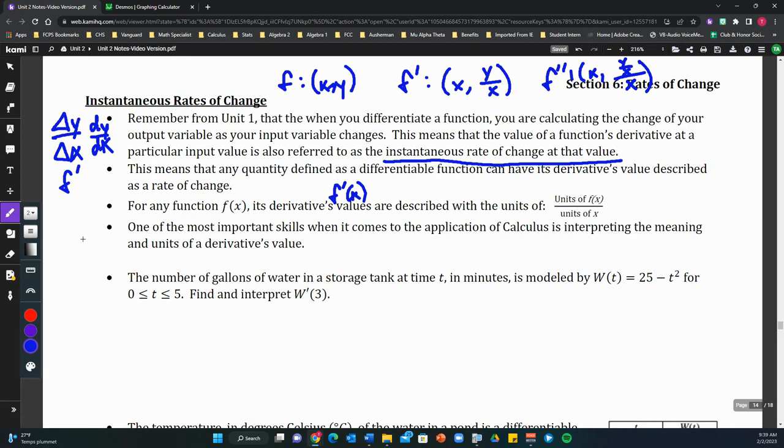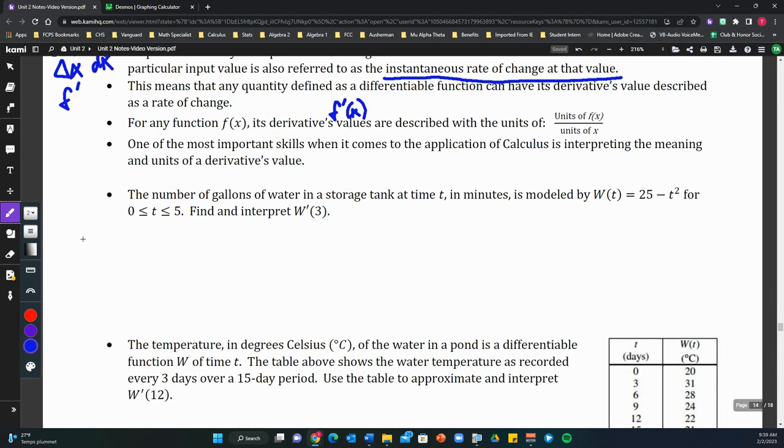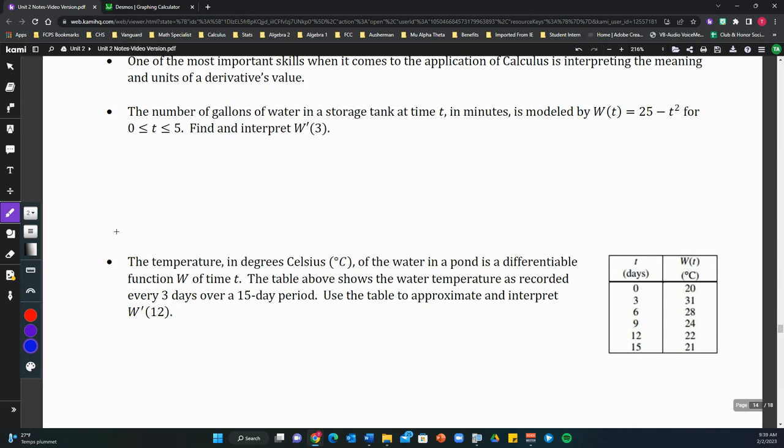So this concept of being able to apply the calculus and interpret the meaning and units of a derivative's value is a really, really important part of calculus, because if we can't apply it to the real world, then there's not a whole lot of reason to be doing and learning the math.